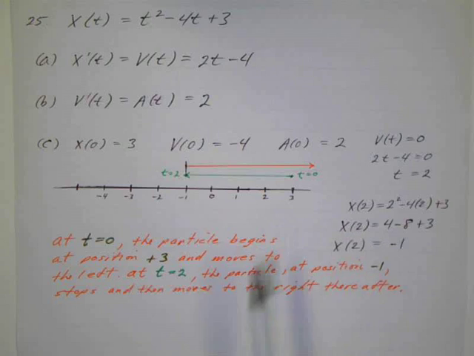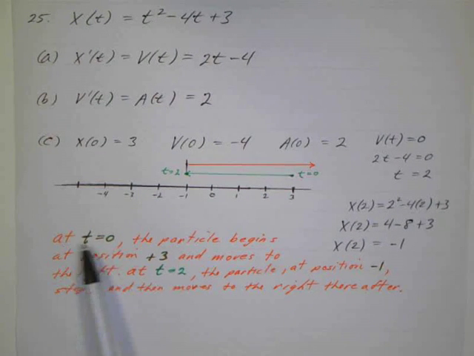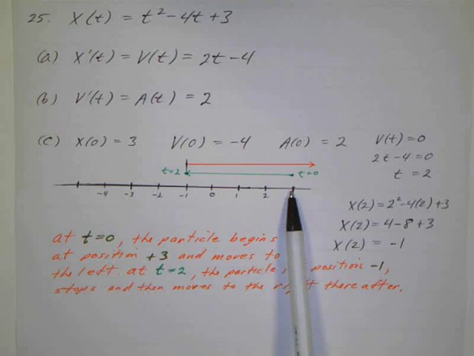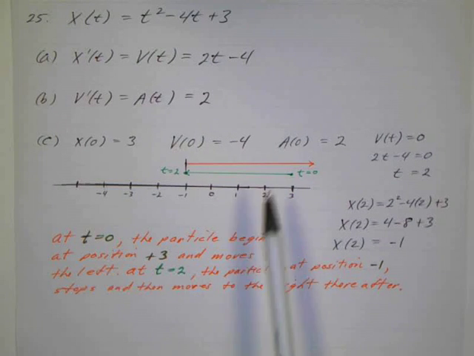So if we want to write this down, we can say right over here, at t equals 0, the particle begins at position 3 and moves to the left.